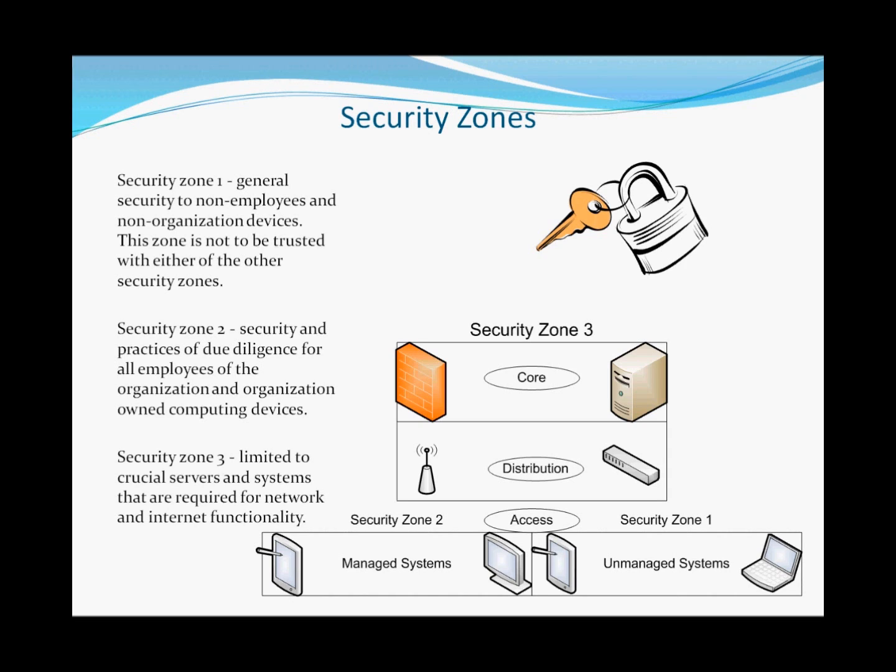Security Zone 2 is for the managed systems. This is to provide security and practices of due diligence for all employees of the organization and organization-owned computing devices. Security 3 is limited to the core and distribution sections. This is for crucial services, servers, systems, and other devices that are required for network and internet functionality.